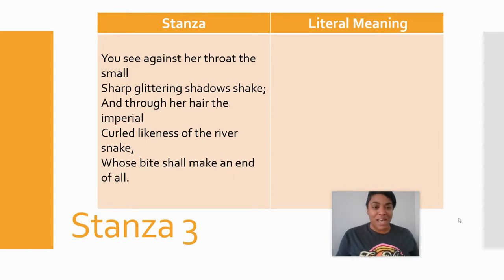Let me read it one more time. You see against her throat the small, sharp, glittering shadows shake, and through her hair the emerald curled likeness of the river snake, whose bite shall make an end of all. Scholars, you're now going to take 1 minute. You're writing the literal meaning.